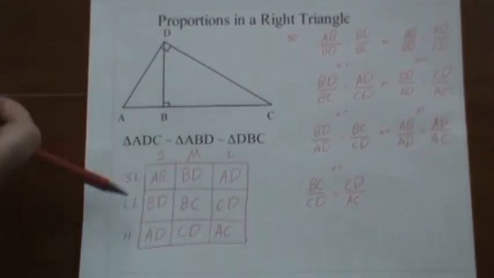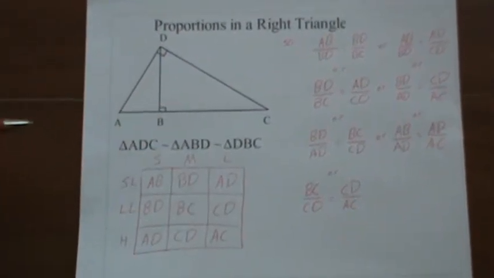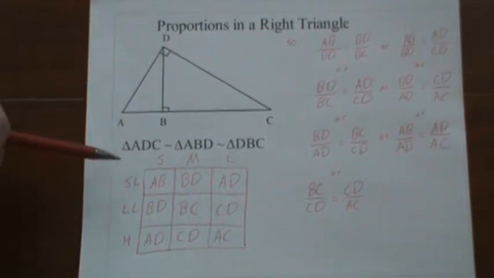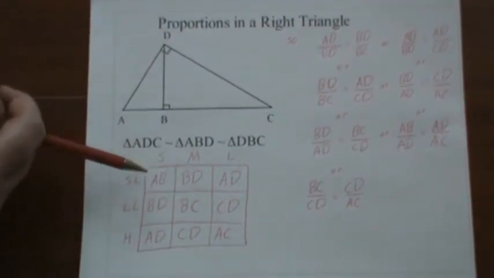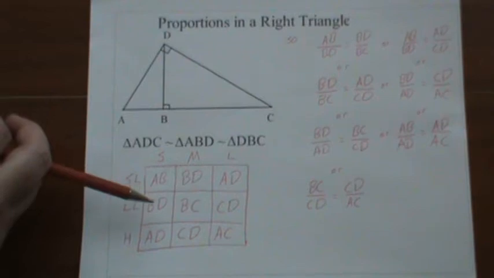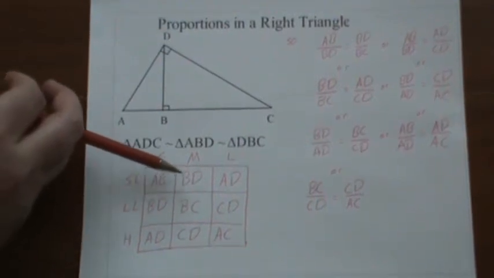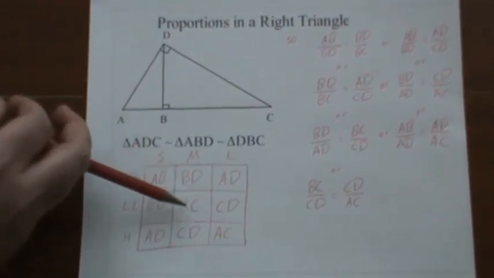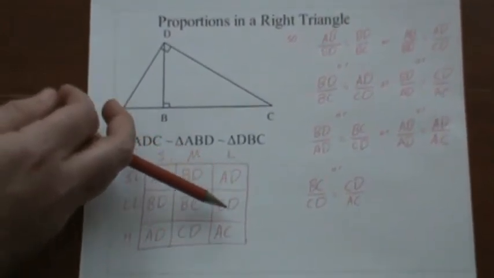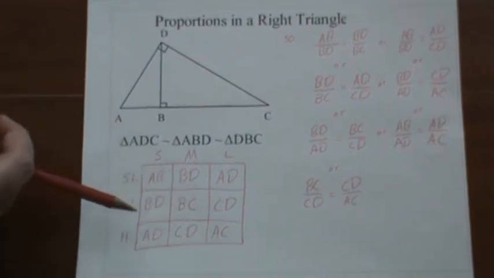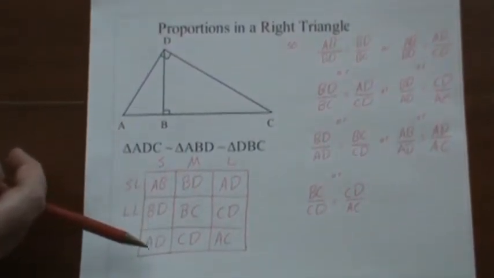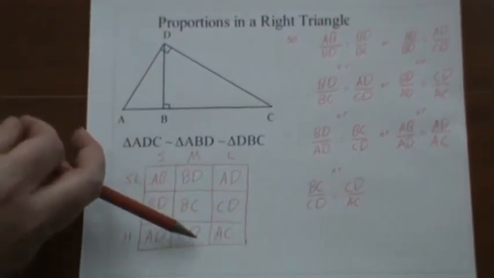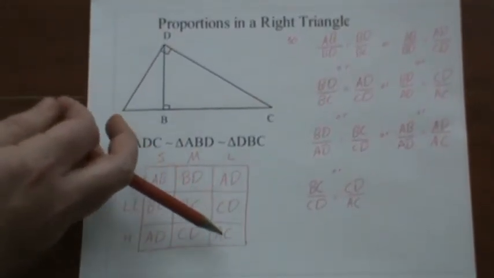If you take a look at this table, as long as you pick segments that line up together, you'll always be able to write a true proportion. So for example, if we were to just look at the upper left, AB over BD is always going to be equal to BD over BC. If we look at the upper right, BD over BC is always equal to AD over CD. If we look at the lower left, BD over AD is equal to BC over CD. In the lower right, BC over CD is equal to CD over AC.